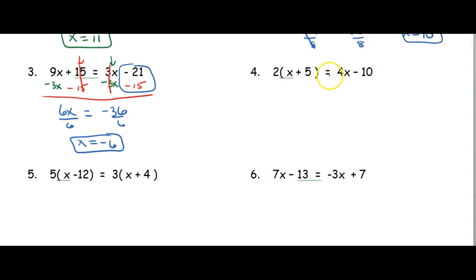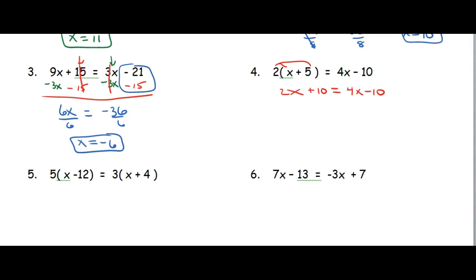First thing, if I look at the left side, I see parentheses. How do I get rid of those? I'm going to go ahead and distribute this too. 2 times x is 2x. 2 times 5 is positive 10. Now, the right side I have no simplifying to do. So if I look at the left side and right side, do I have any like terms to combine? No. At this point, I treat each side independently.